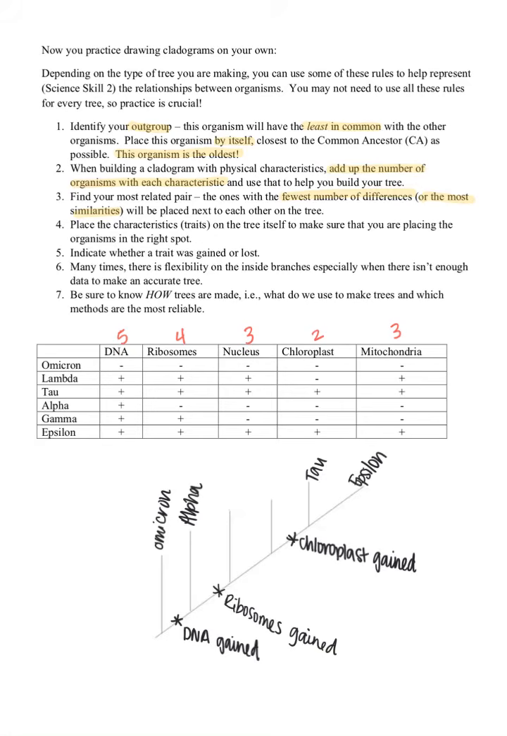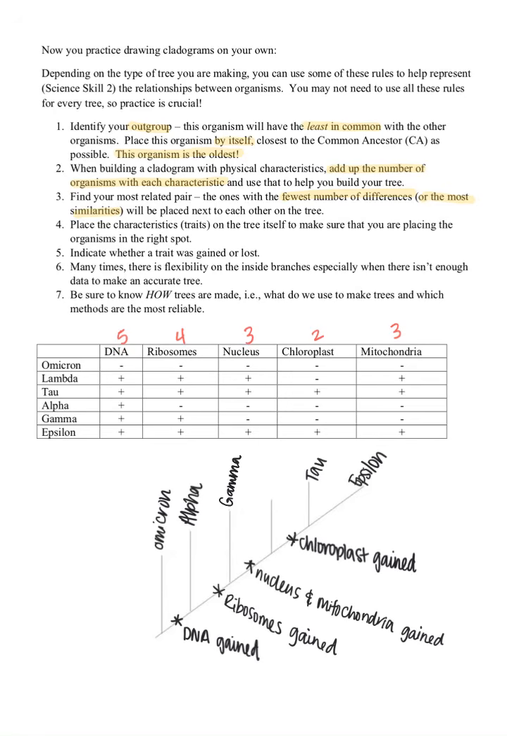Now the next ones I have are the nucleus and the mitochondria, which both have 3 species that contain them. So I'm going to add both nucleus and mitochondria on my tree where there are 3 organisms to the right. Now I can use that same thought process and figure out which species does not have the nucleus, mitochondria, and chloroplast, but does have ribosomes and DNA. Looking at my table, I can see that my gamma species has DNA and ribosomes, but no nucleus, mitochondria, or chloroplast. So I'm going to place that species on the tree.